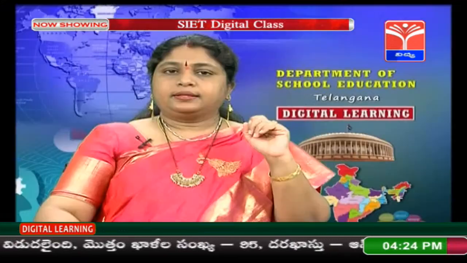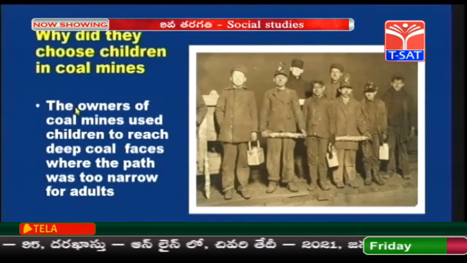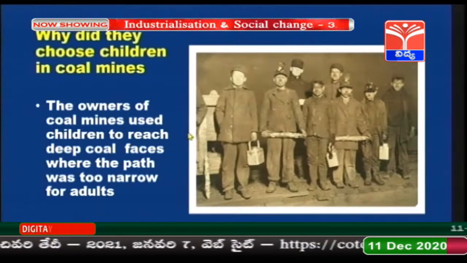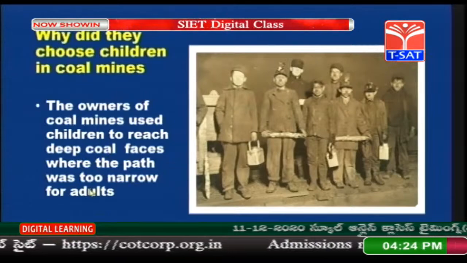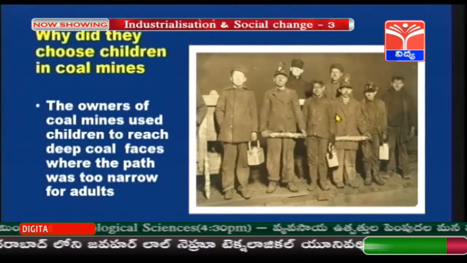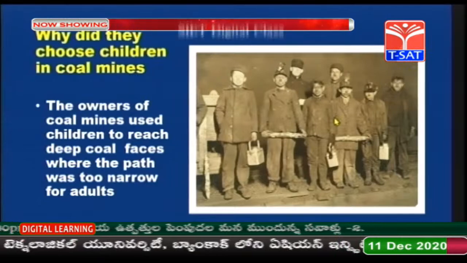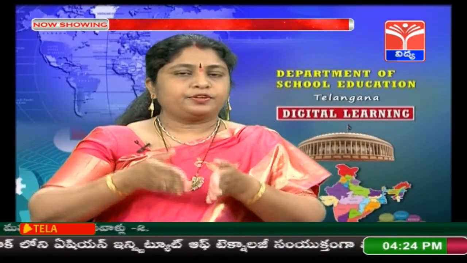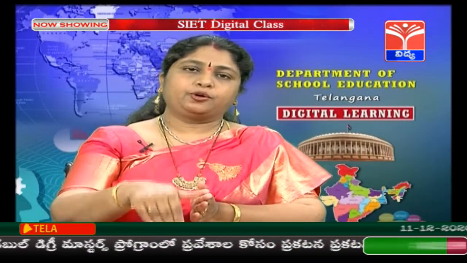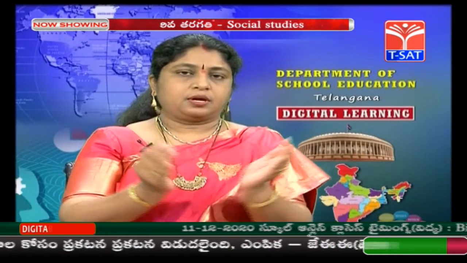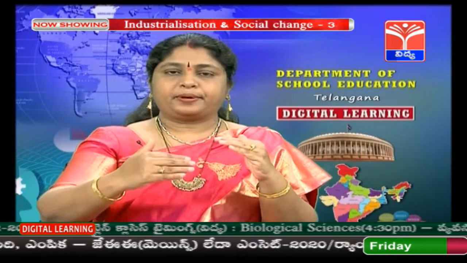So why did they choose children in coal mines? The owners of coal mines used children to reach deep coal faces where the path was too narrow for adults. See, look at their age, such small, tiny children working in coal mines. We have seen that in factories, small children are employed to move into the passages. Then what about coal mines? Such a dangerous place. Here also, when they go deep into the mines, they find narrow passages where adults or elderly people cannot pass through. So for that, they employed small children.